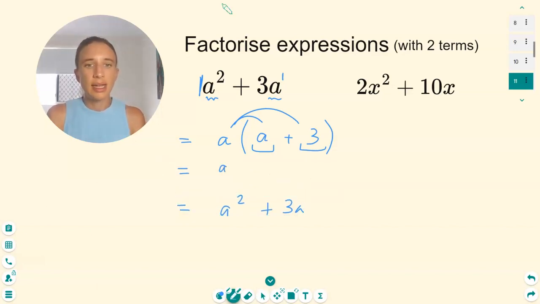a times a times 3. Whoops. And then you need to multiply and simplify that way.